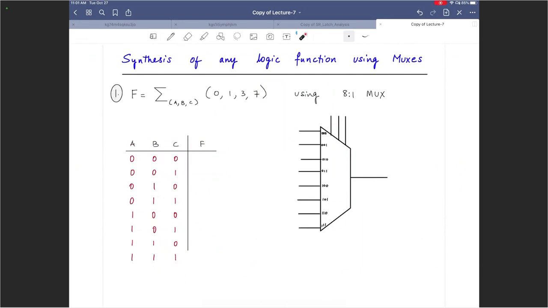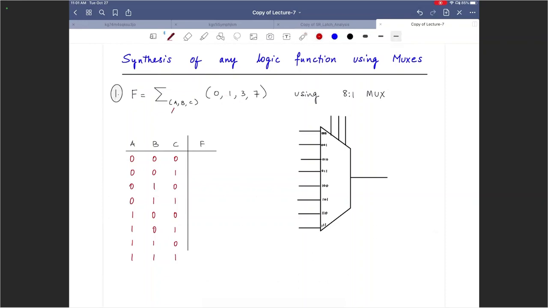Now let us talk about a very, very interesting aspect of multiplexer design, which is to synthesize logic functions using muxes. What I have to begin with is a canonical sum of products function f. It has three inputs, A, B, C. A, of course, is the most significant input here, and C is the least significant input. The min terms that I have are 0, 1, 3, and 7.